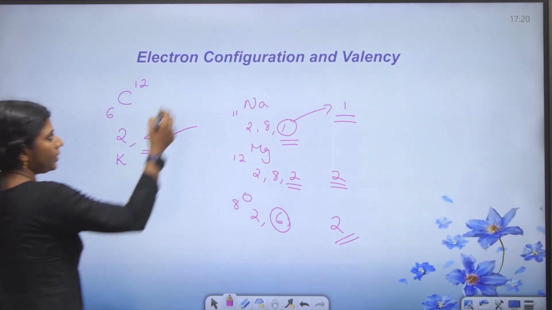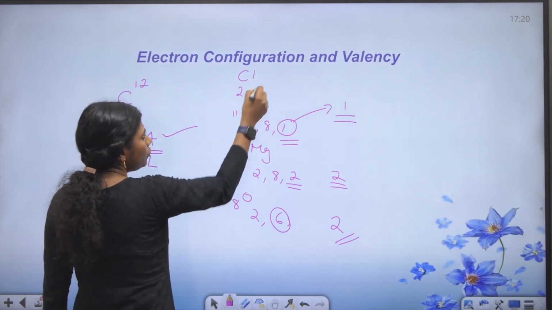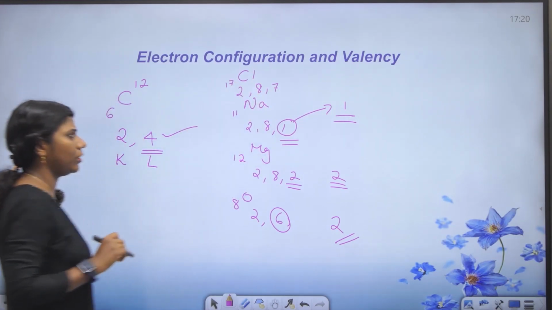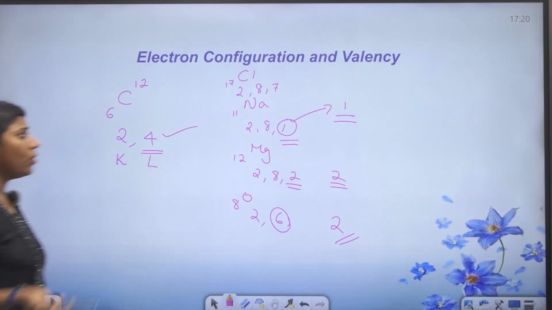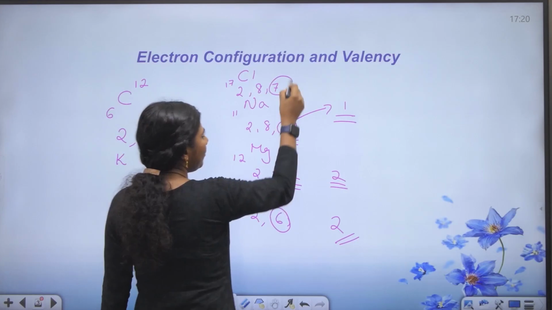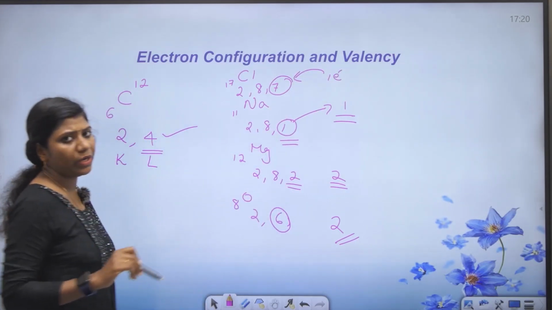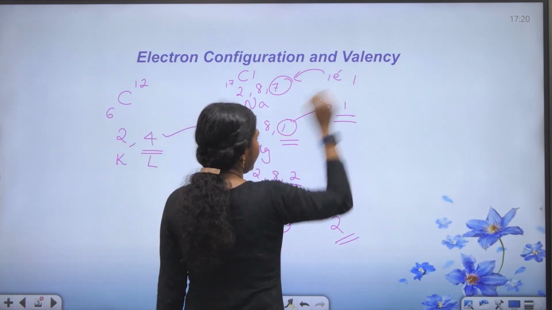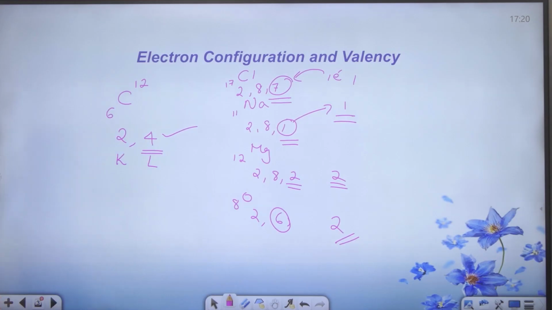Valency of chlorine. Atomic number is 17 and electronic configuration is 2, 8, 7. Chlorine requires 1 more electron to complete its octet. So the valency of chlorine is 1 and the valence electrons present in the chlorine atom are 7.